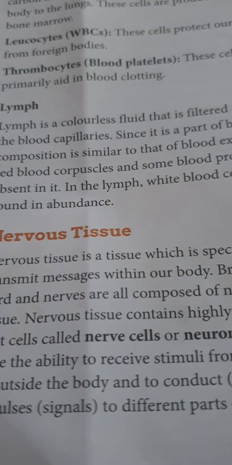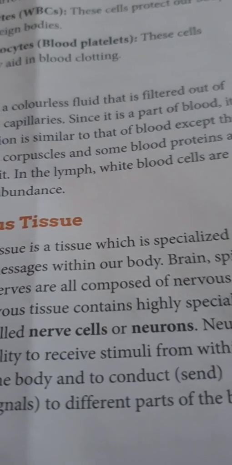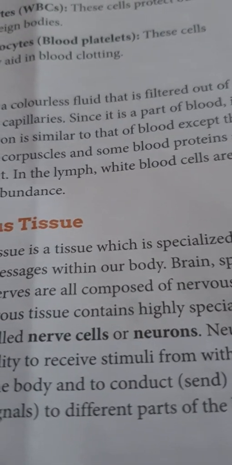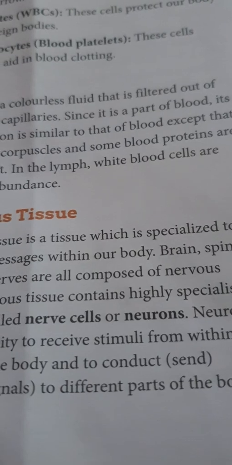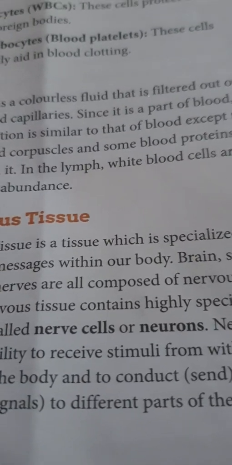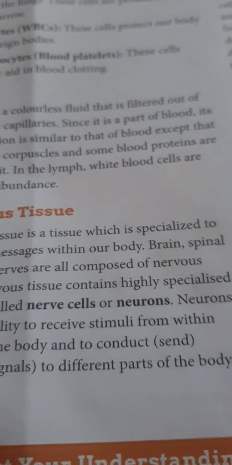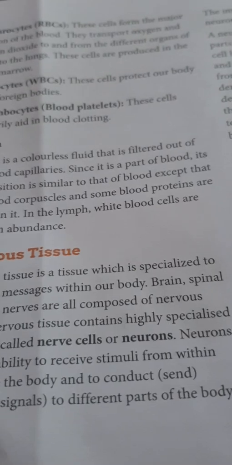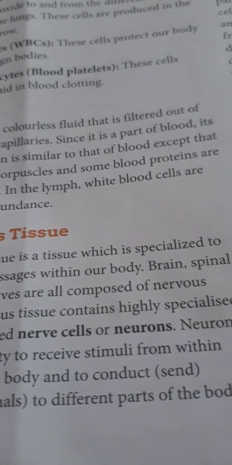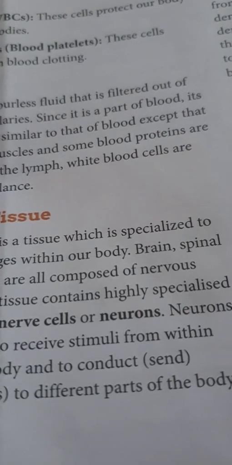Eosinophil cells are also small granulocytes which are produced in the bone marrow and make up 2 to 4% of the whole WBC. These cells are present in high concentration in the digestive tract. So 2 to 4% of the whole WBC is made up of only eosinophils, and they are present in high concentration in the digestive tract also.